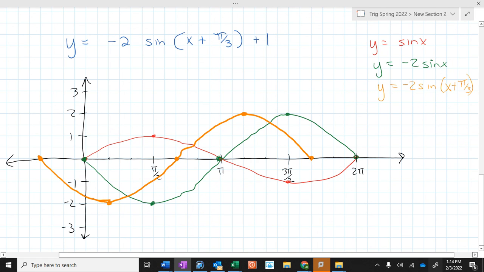And what's the last thing that we do to the whole graph? Up 1. Plus 1 at the end. Is it vertical? So we go up by 1. Up by 1. Up by 1. Ta-da! That's kind of what I'm looking for today.